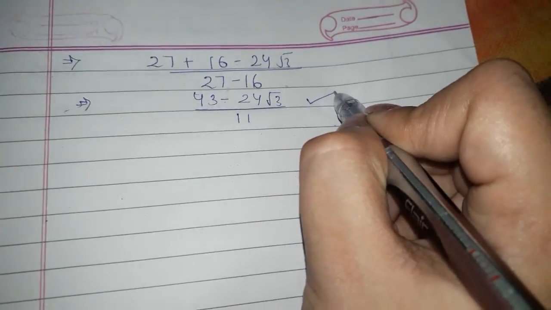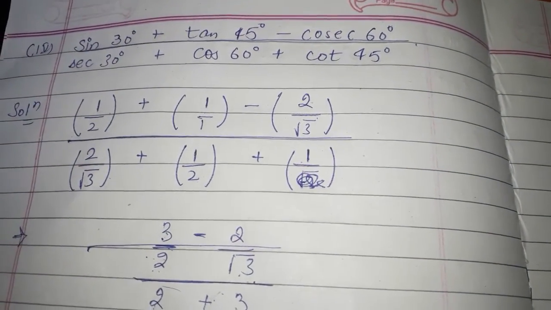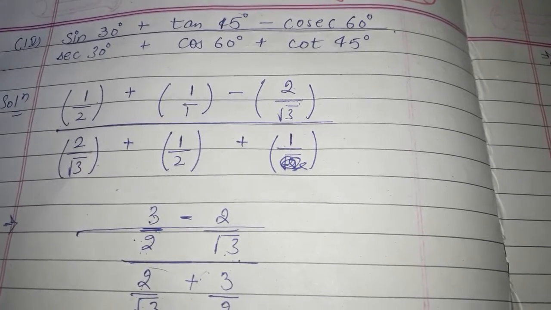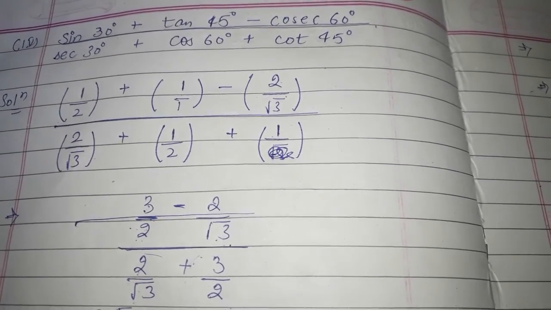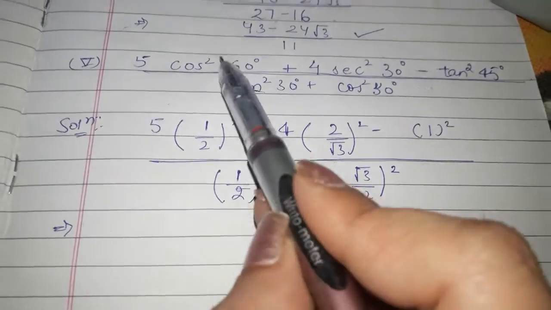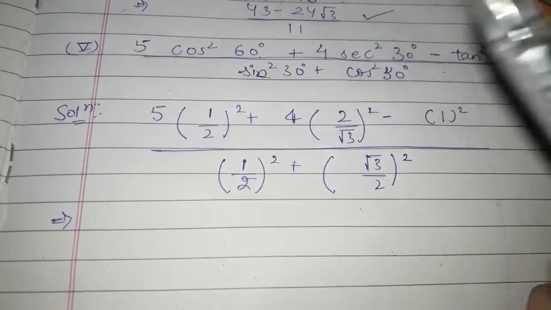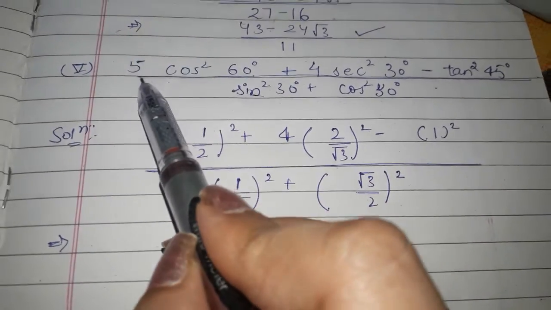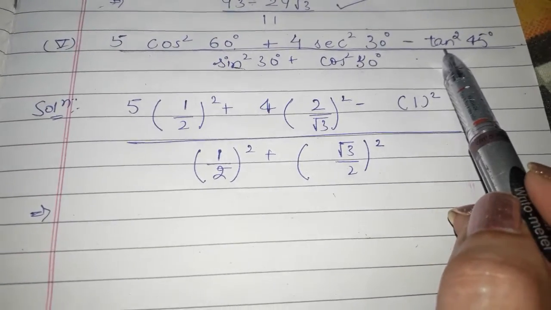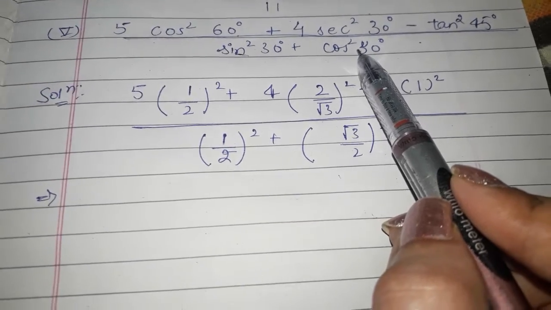This will be the answer of this fourth part, that is sine 30 degree plus tan 45 degree minus cosecant 60 degree upon secant 30 degree plus cos 60 degree plus cot 45 degrees. This is the last question of the fifth part. Fifth part of first question, that is the last part of first question: 5 cos square 60 degree plus 4 secant square 30 degree minus tan square 45 degree upon sine square 30 degree plus cos square 30 degree.